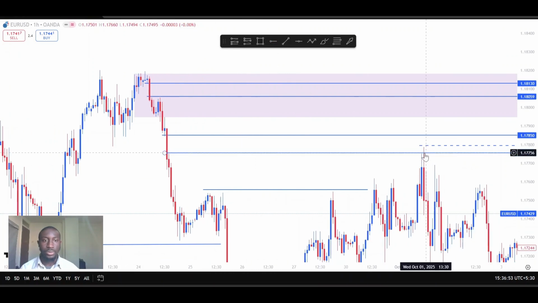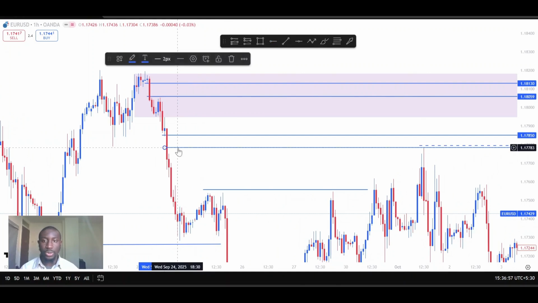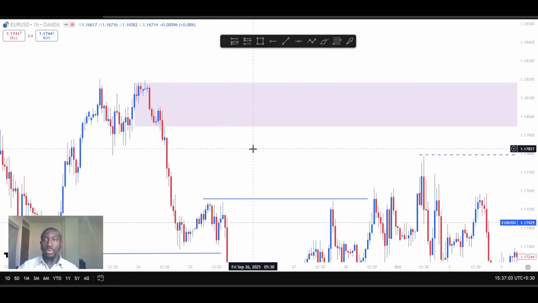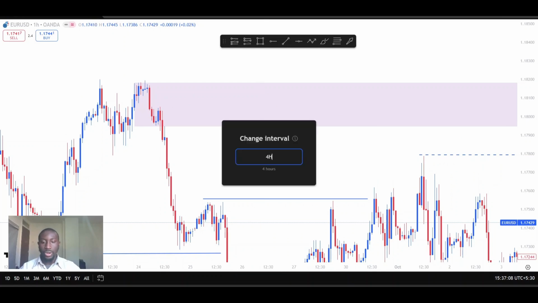This gap is not complete. I know there's a touch from here, but this gap is not yet complete because this gap is more like a trap. So we still have some gaps left. So we might see price rally up and tap here before it drops. So let's go to 4 hours.